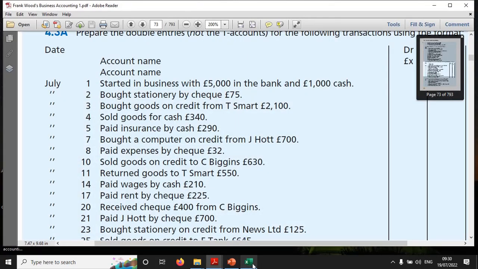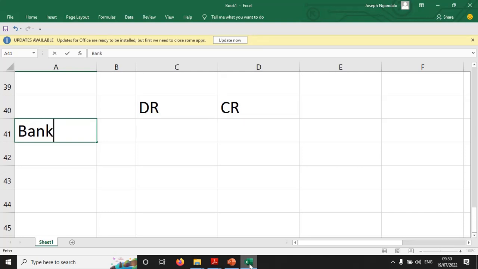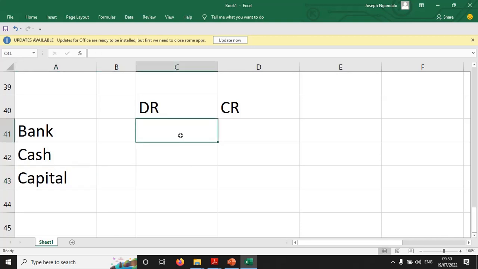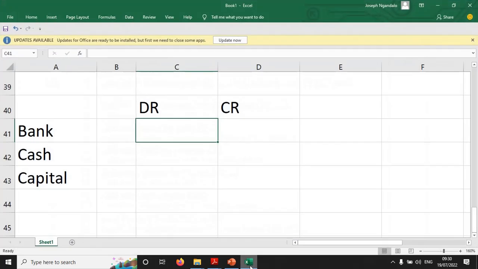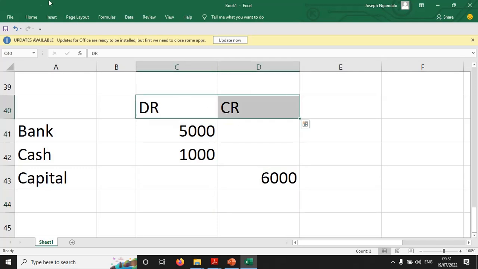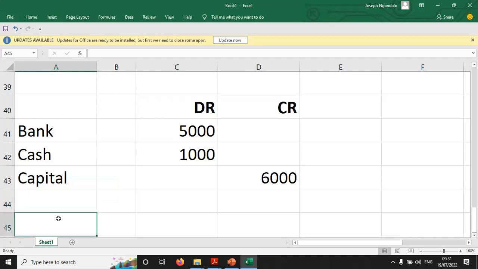Started a business with how much? 5,000 in the bank and 1,000 in cash. So, understand? Bank, we debit. How many accounts are involved here? Three. Do you agree? Yes. How much did you put in the bank? 5,000. So you put 5,000 here. How much did you have as cash in hand? And how much is your capital now? 6,000. You see where it is coming from? Are you balancing? Yes, you are. You are now doing the journalizing. Next. Is it difficult?